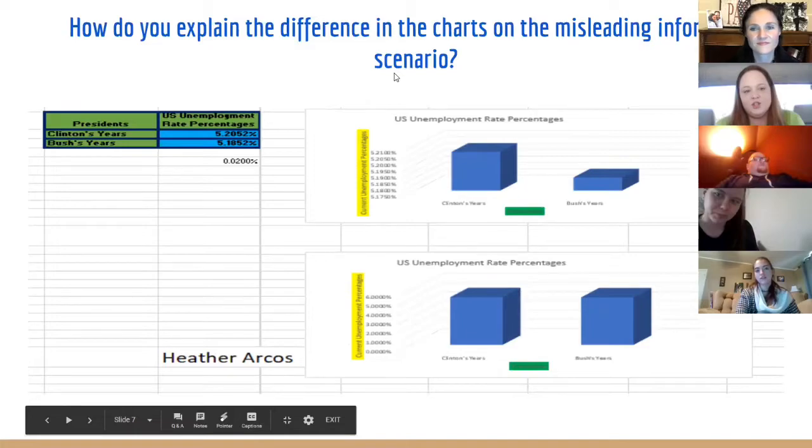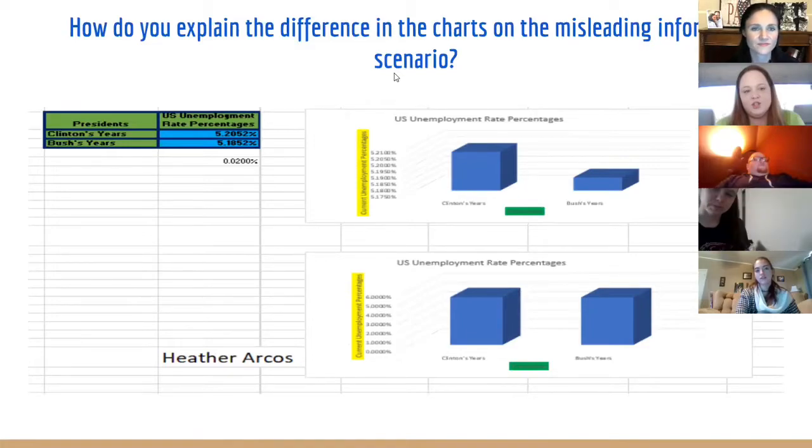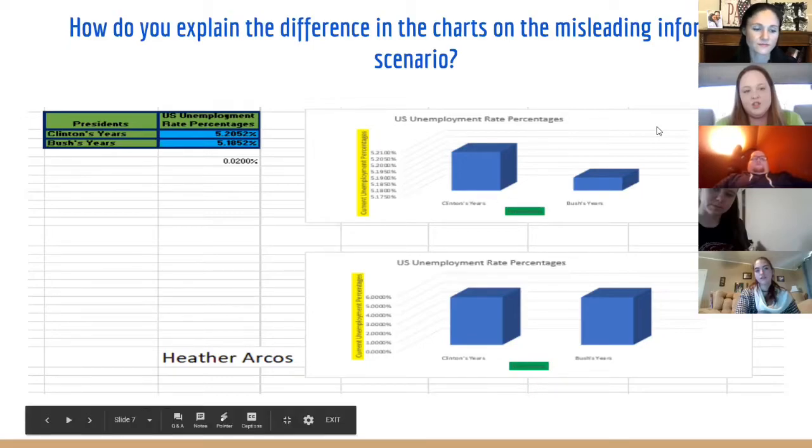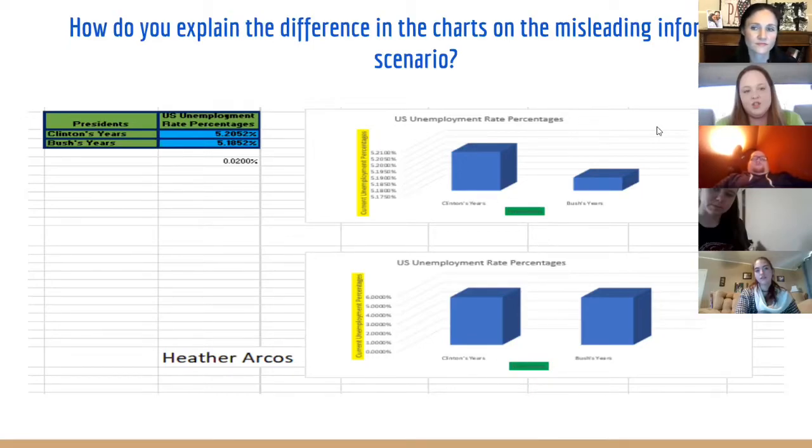Heather, how do you explain the difference in the information scenario? All right, thank you for asking. The charts are very different because on the first chart, the values are really close together. So even though the percentages are similar, it looks like there's a greater difference. And then we look at the second chart, and you can see it look almost identical. That is because the values are not as close together. The second chart shows the reality of the unemployment rates, where they were the same. And how it is in the first chart, it looked very different. This might be done to confuse readers and to create biased opinions.